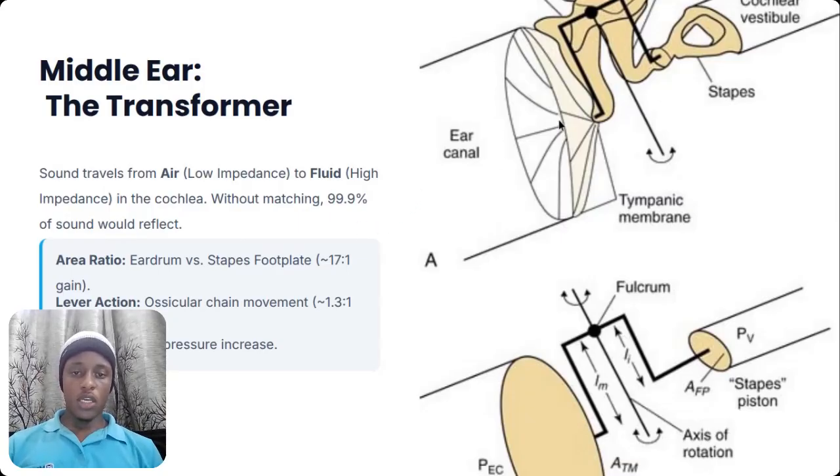As you can see here, this is the ear canal. These are the malleus, incus, and stapes.